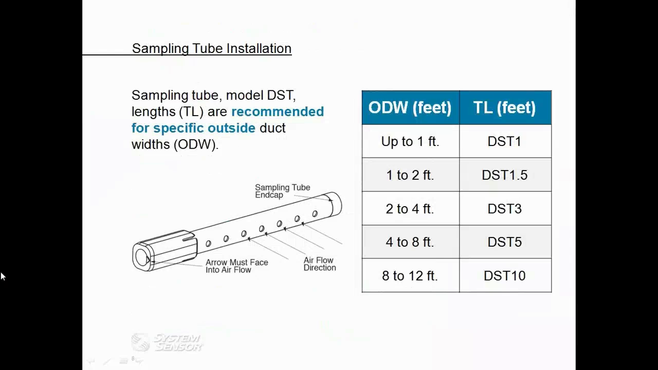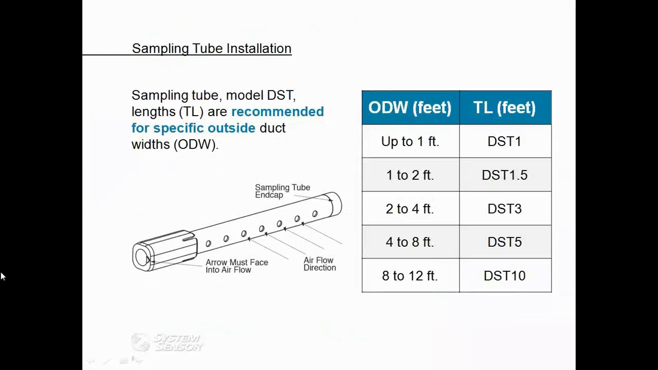As you can see on the chart to the right side of the screen, sampling tubes come in a variety of different sizes that can be used in ducts all the way up to 12 feet in width. Oftentimes sampling tubes are cut, so there may be a need to have additional holes drilled into the sampling tube. So as a rule of thumb, we always say we would like to see a total of 10 to 12 holes evenly distributed across the width of the duct.